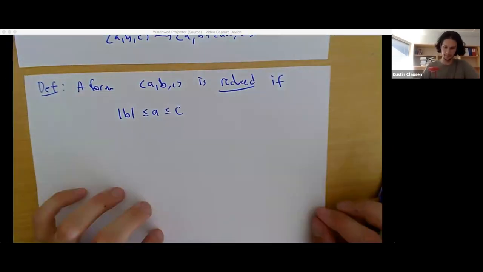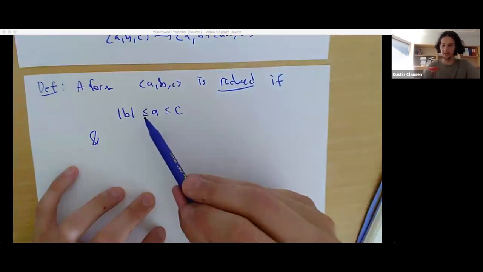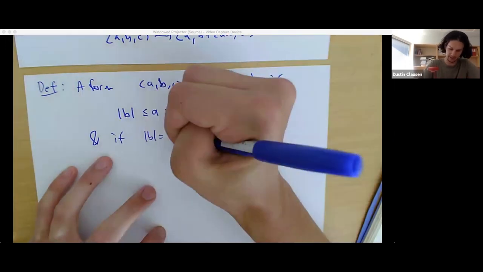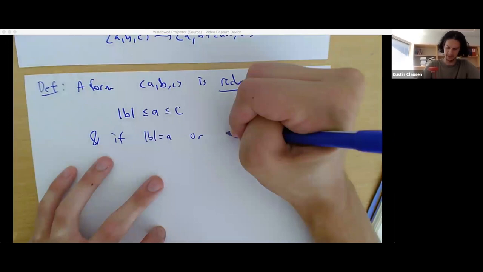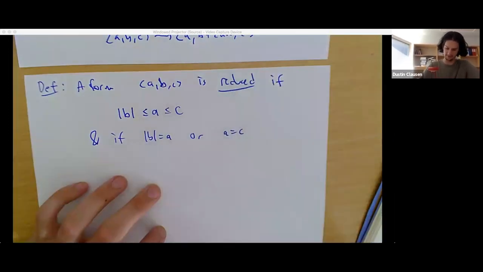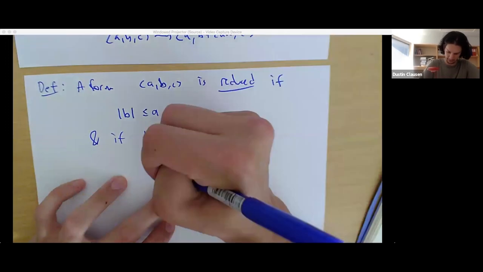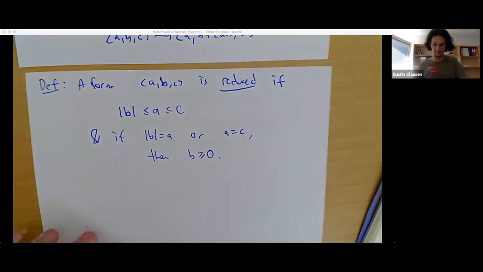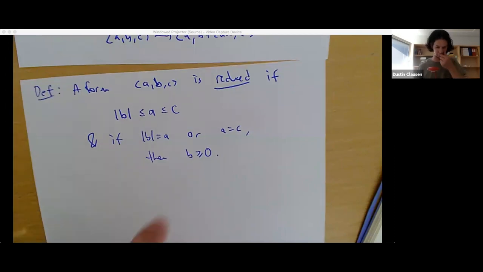So we're trying to make B and A small, and this is the precise way in which we'll be able to do it. And moreover, if we're in a boundary case, so if either A equals the absolute value of B or A equals the absolute value of C, then there's actually going to be some freedom and we want to fix that freedom by requiring that B should be non-negative. So we just have to handle the boundary cases. If we didn't throw this in, there would be two reduced forms which are equivalent, which we're not going to want to have. So we have to choose one of them, and we do it by fixing the sign of B if you're in a boundary case. Okay, so that's the definition of what it means for a form to be reduced.